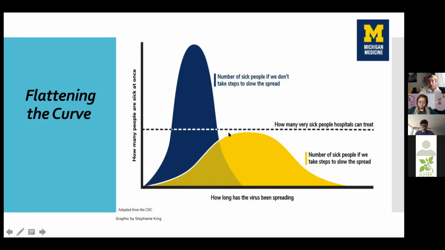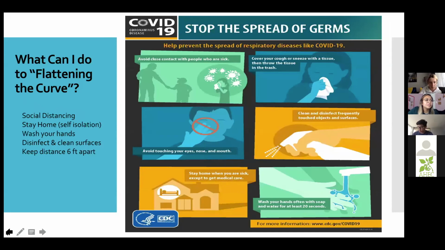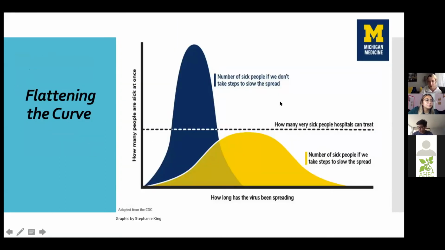Oh, we have a question. And we see the dotted line here, how many very sick people the hospital can treat. That's the limit. Okay, let me answer the question. We have a question. Joey, can you open it? Okay, where is that? Oopsie. Can you read the question for me? I think it's not a question. I think Aaron just said hashtag lower the curve. Oh, okay, gotcha. That's his. Thank you, Aaron.